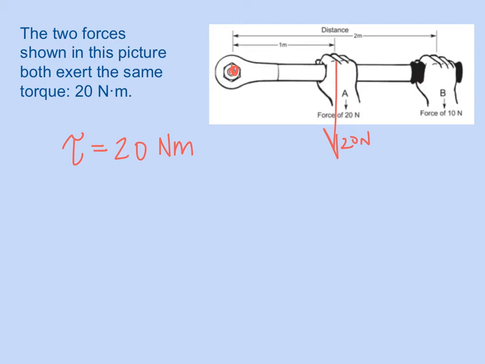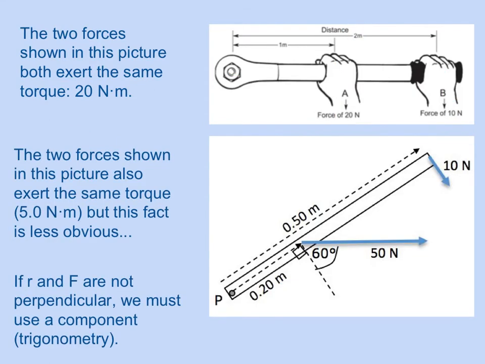The other force here is smaller, actually half as big, but it is at a distance that is twice as big, 2 meters away. And so again, our torque would be 20 newton meters. Both of these forces are perpendicular to the beam, so we don't need to worry about that angle. Let's look at an example where we do need to worry about the angle.